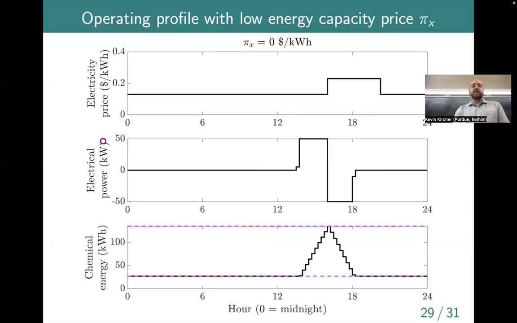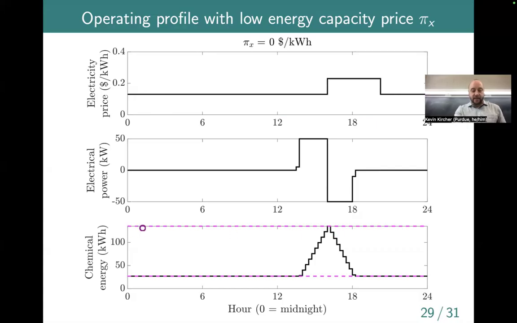Okay. So what happens then? So this is the operating profile with a very low capacity cost, basically free battery. So we're paying for the labor, but you can get as big a battery as you want, and the cost is basically indifferent to that. We have electricity price in the top plot, kind of a time of use thing. Not very realistic, but just something to throw out there for illustration. We fill the battery, and then we dump it during the high price period.